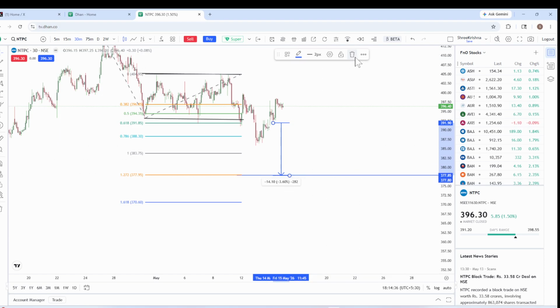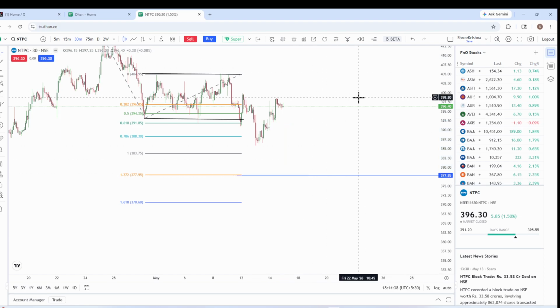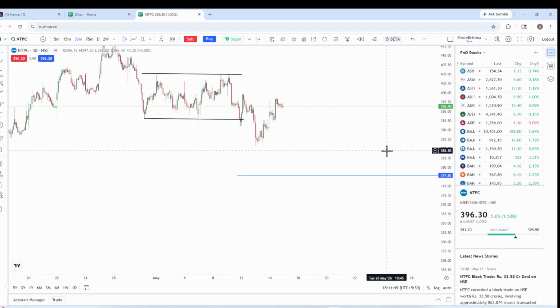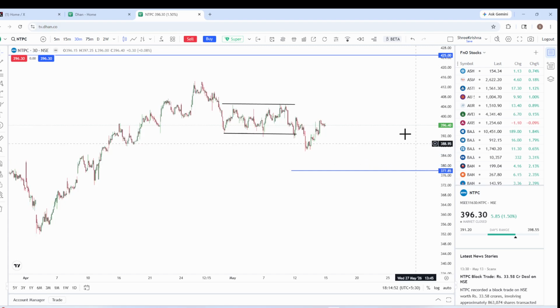It's 14 points. It's good money. 22,000 rupees is good money.